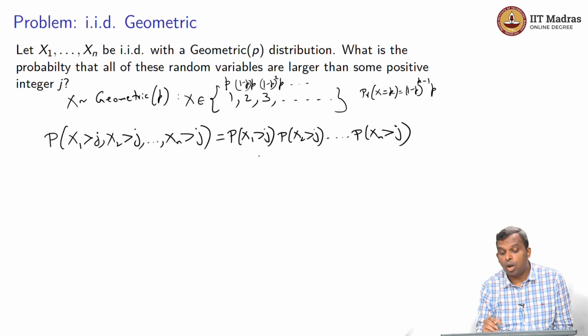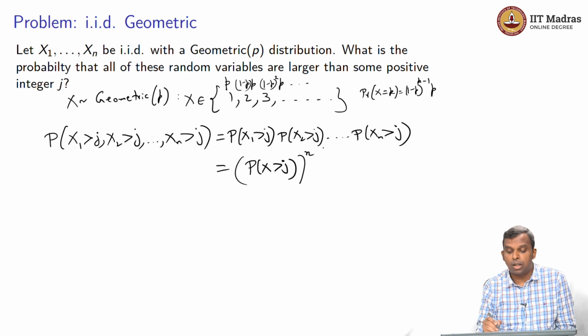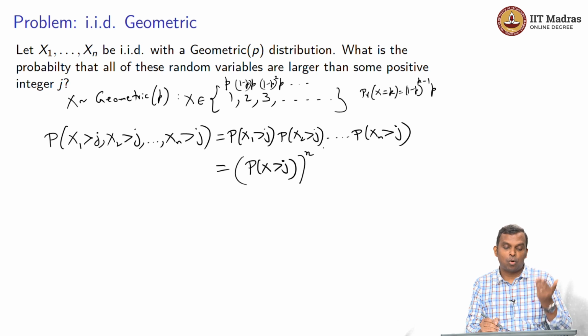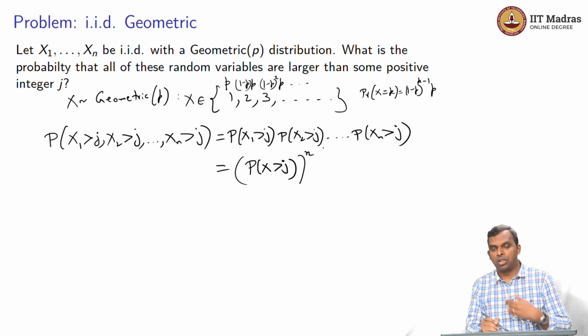Not only that, these are all now identical. x1 to xn are identical. They are distributed the same as this x here, which is geometric. So all of them are equal to this probability j, and if you multiply it n times, it is just this raised to the power n. Look at how easy it is, right? I'm defining some complicated condition involving n random variables, and just because they are IID, it simply reduces to this case.